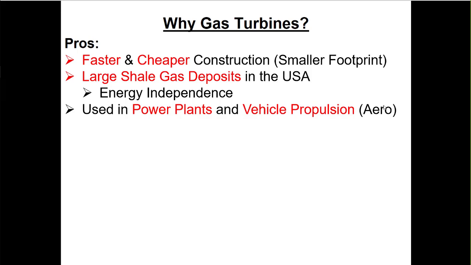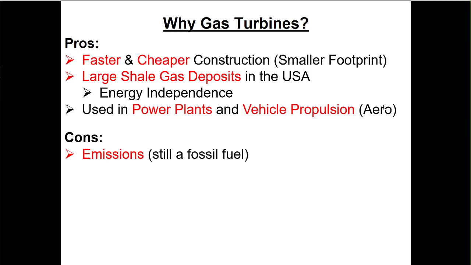Natural gas power plants, or Brayton cycles, are used in power plants, like we've talked about, but also in vehicle propulsion, right? So if you're thinking about joining our aero stream of mechanical engineering, then you might be interested in how we'll end up using Brayton cycles to power jet planes. There are definitely cons to using Brayton cycles.